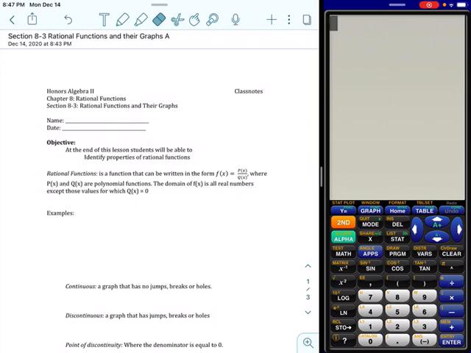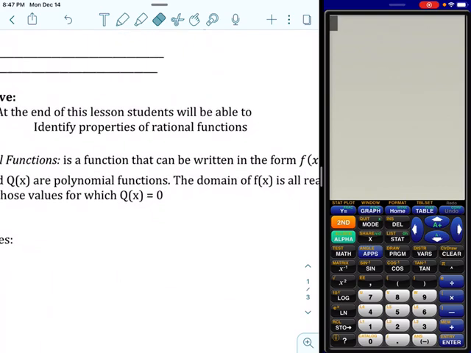It's a function that can be written in the form f of x equals p of x over q of x, where p of x and q of x are polynomials. Now, the big concern is the denominator. Remember, we cannot have 0 in the bottom of a fraction because we cannot divide by 0. We don't know what that is. It's undefined.